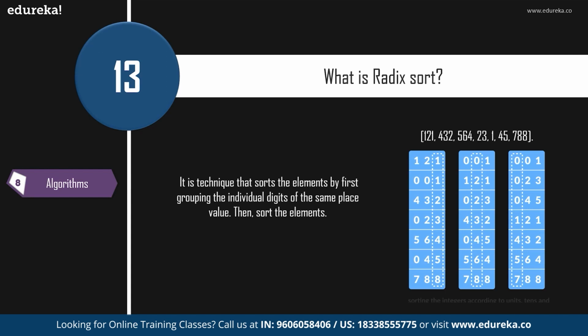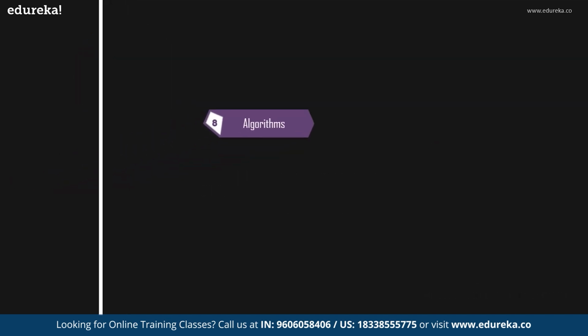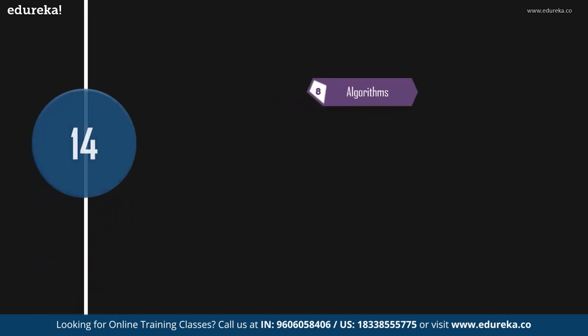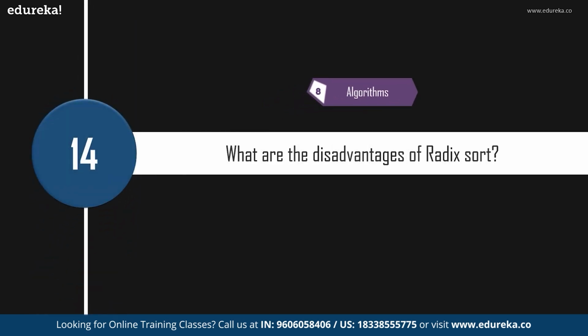As you can see in the diagram, the sorting first starts from the units place, then the tens place, and moving further to the hundreds place. Moving on, the next question is what are the disadvantages of radix sort?